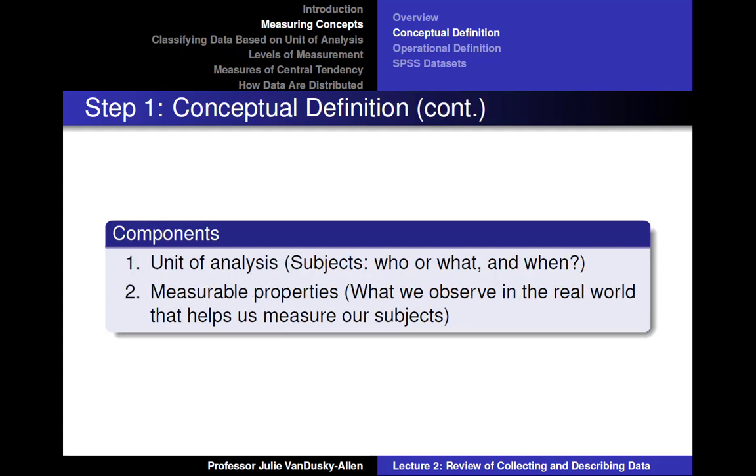A conceptual definition first includes the unit of analysis. The unit of analysis tells us who or what the concept applies to. Is it individuals? Is it parties? Is it countries? Or is it pairs of countries? It also tells us where they exist and when they exist. The conceptual definition also identifies a concept's measurable properties that we can observe in the real world.